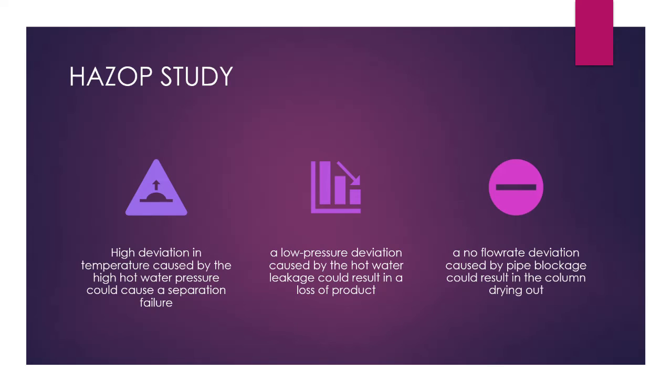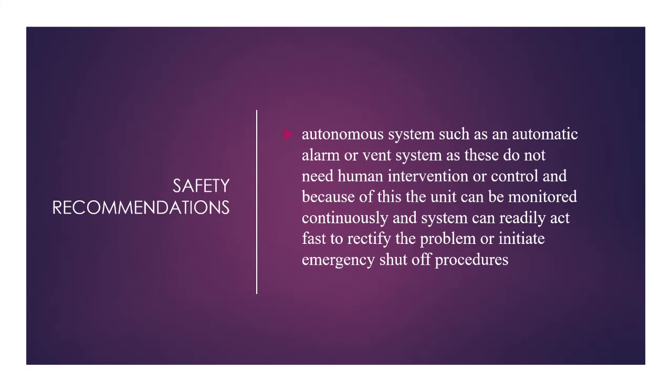Besides that, the HAZOP study also indicates that there are several process parameters that should be taken into account when analyzing the hydrolyzer unit, such as high temperature deviations, low pressure deviations, and also no flow rate deviation, which could cause devastating impacts and also reduce the efficiency of the column. Due to this, there are a few safety recommendations that should be implemented to operate the hydrolyzer unit safely. One of them is an autonomous system such as an automatic alarm or vent system, as these do not need human intervention or control, and because of this the unit can be monitored continuously and the system can readily act fast to rectify the problem or initiate emergency shut-off procedures.